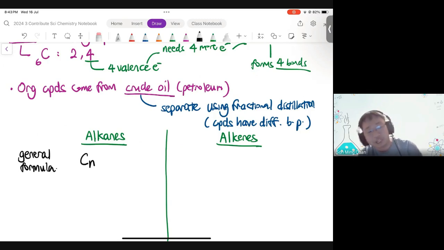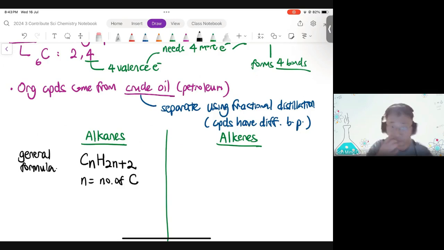So alkanes have a general formula of CnH2n+2, where n is the number of carbon. Now, n always represents how many carbon atoms you have in the particular organic molecule. Okay, so alkanes, so long as they belong to the alkane homologous series, the general formula will be CnH2n+2. Okay, now n is just the number of carbon. n can be 1, 2, 3, 4, 5, 6, or even 100, 1000.